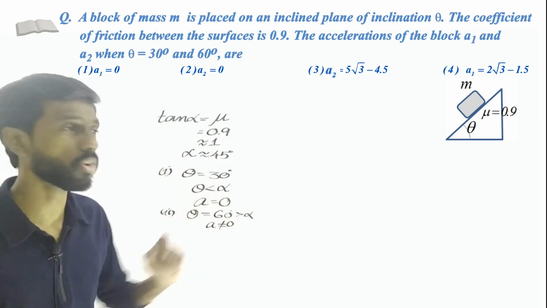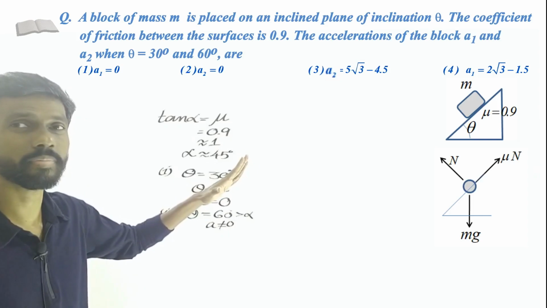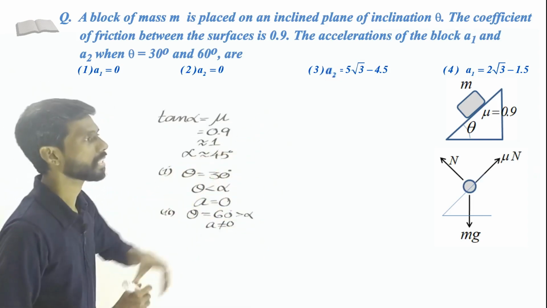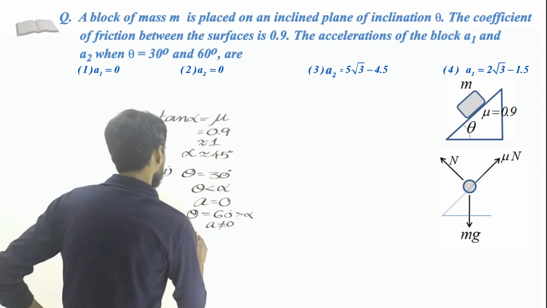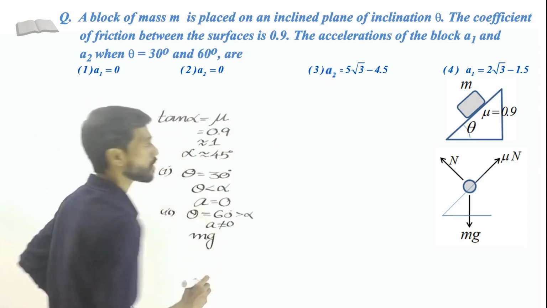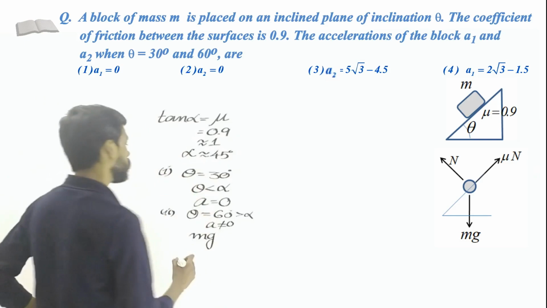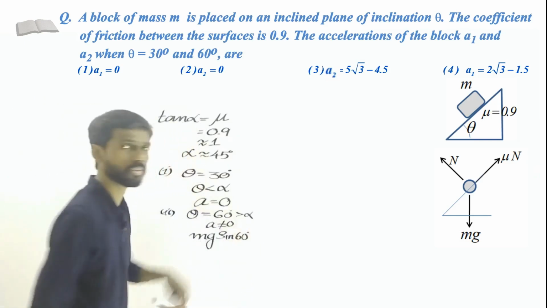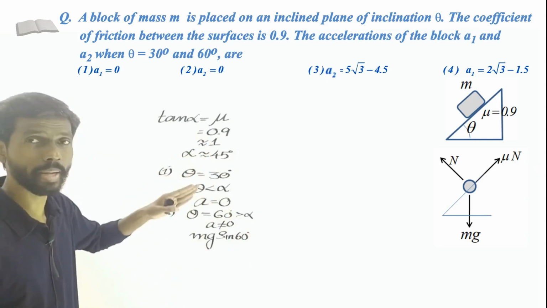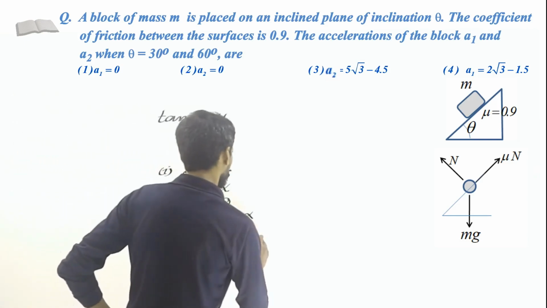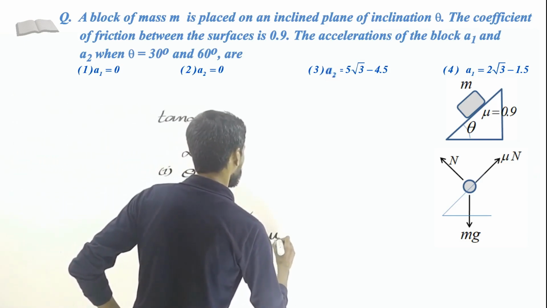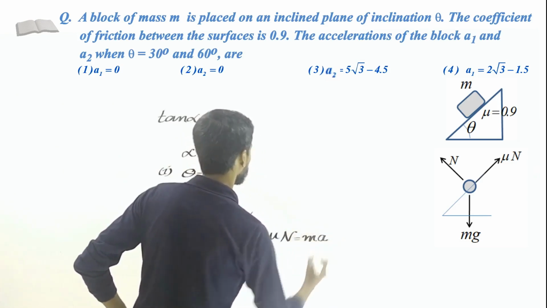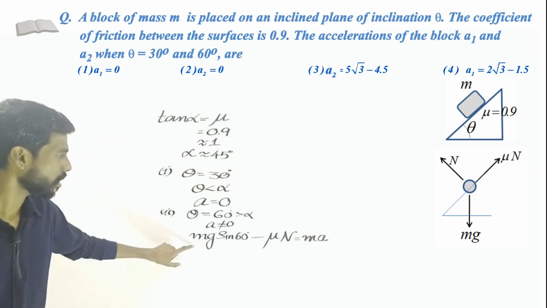What are the forces acting on the object? The component of the gravitational force and also the friction in the opposite direction. So that's mg sin 60, that is the component of the weight along the plane, minus the frictional force. What is the frictional force? Mu times normal. So that equals mass times the acceleration.